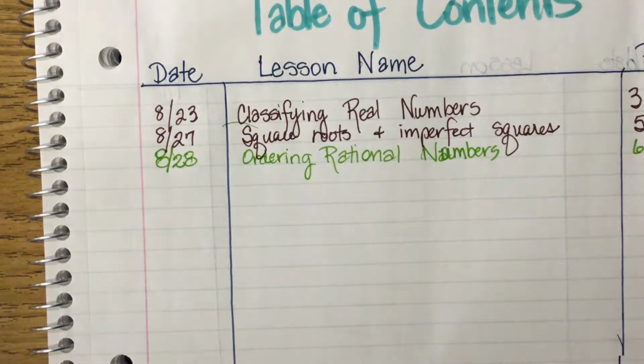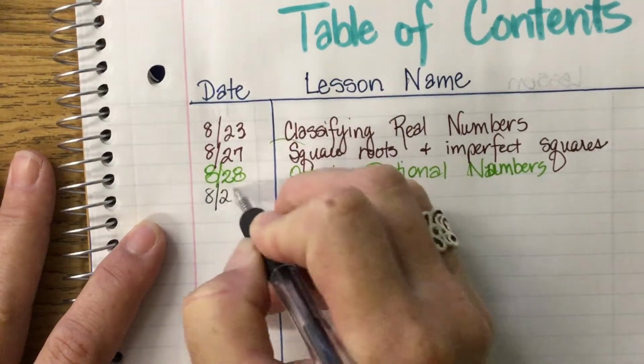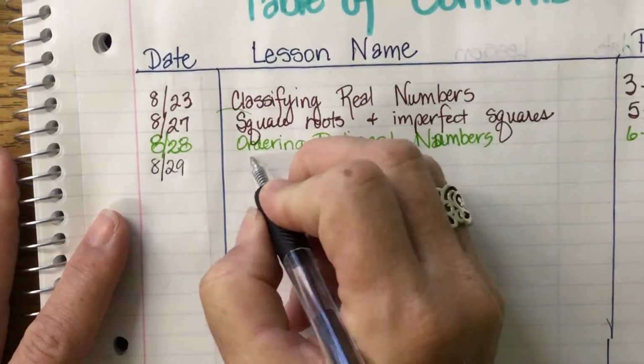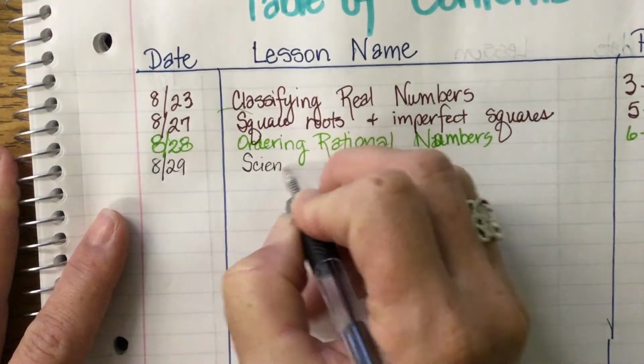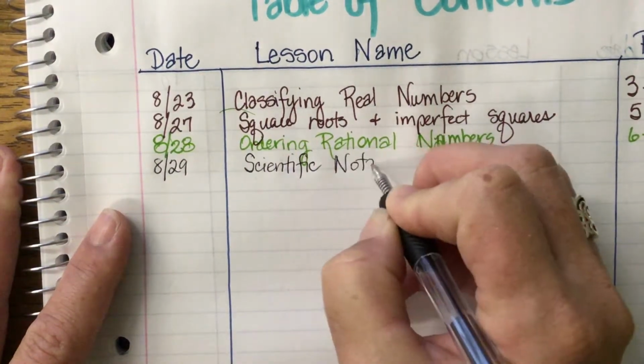Morning, 8th grade. Today we're going to learn scientific notation. The cool thing about this is that it makes your life easier. Today's date, 8/29, scientific notation. We will practice this today and tomorrow.